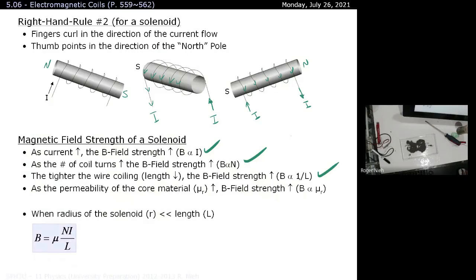Okay. So as the permeability of the core material improves, like I've shown you in my demonstration, then yeah, you get a much better solenoid. So here's the mega formula. B is equal to mu times N i over L.